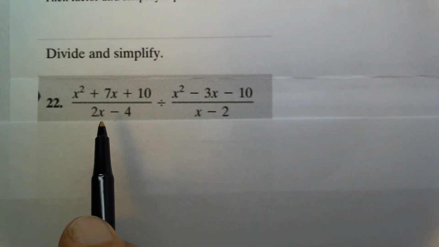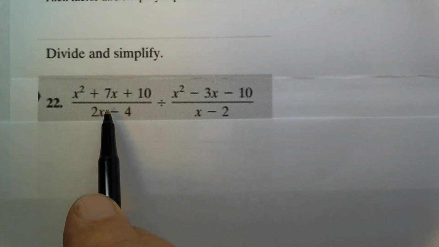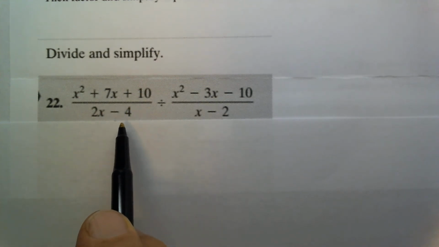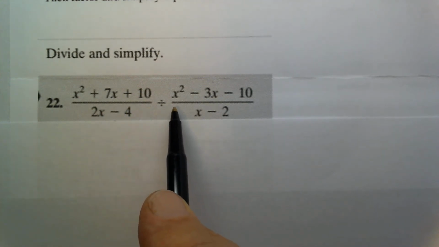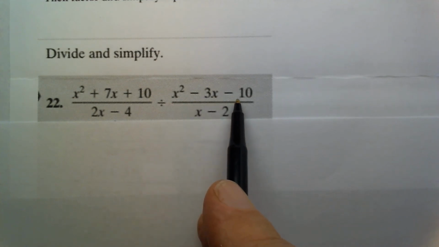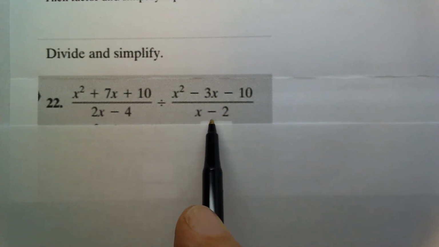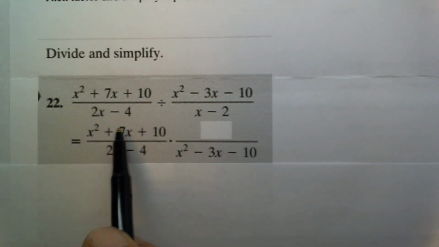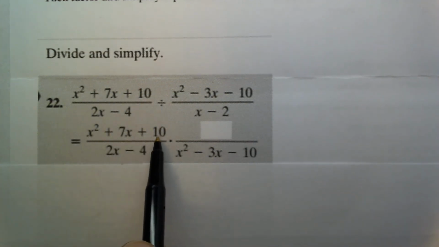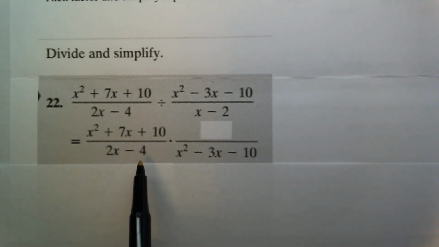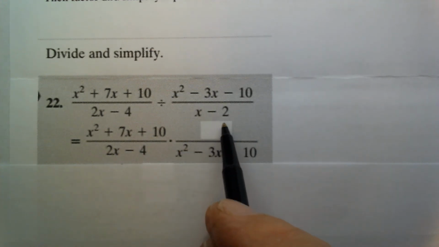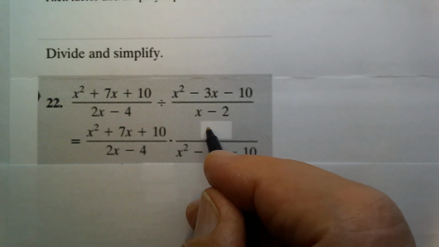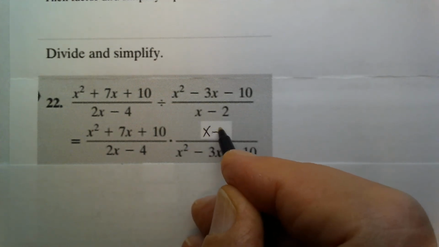So divide and simplify. Here's a guided solution to that. So here we have the expression x squared plus 7x plus 10 divided by 2x minus 4 divided by x squared minus 3x minus 10 divided by x minus 2. So we leave the first expression the way it is, x squared plus 7x plus 10 divided by 2x minus 4. And then the x minus 2 now becomes the numerator for the reciprocal, x minus 2.